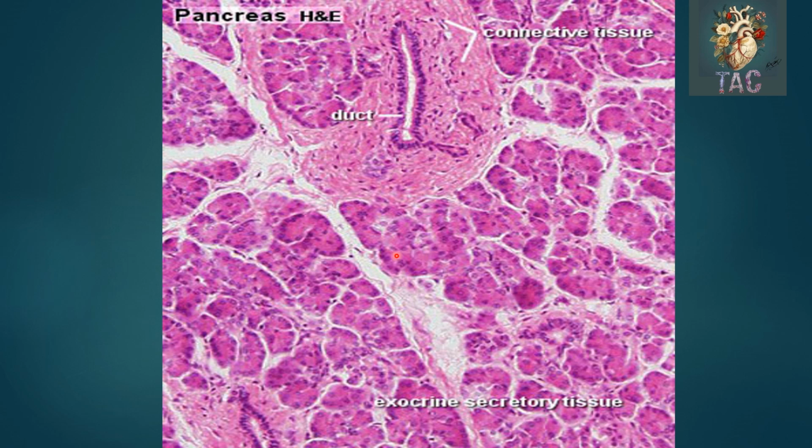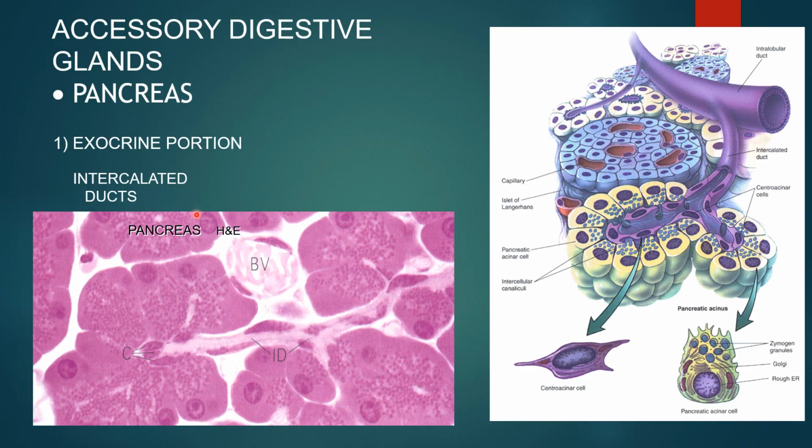Another diagram in which you can see the different ducts. This is the intercalated duct, then the intralobular duct, and then the interlobular duct. So in the exocrine portion, the intercalated duct starts within the lumen of the acini, and it is lined by either low cuboidal or simple squamous epithelial cells, and the cells which are present in the center of the acini are lightly staining, and these cells are called the centroacinar cells.